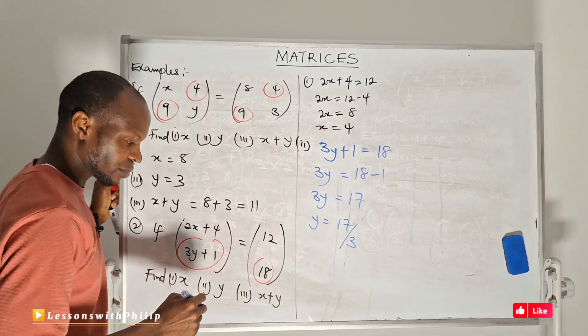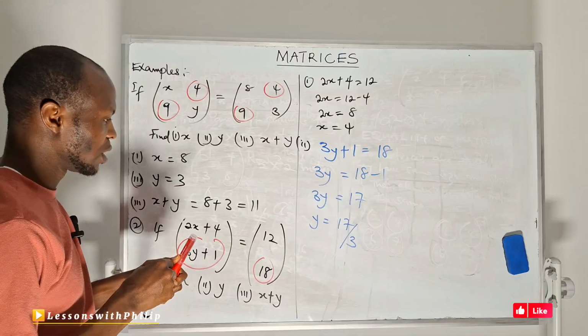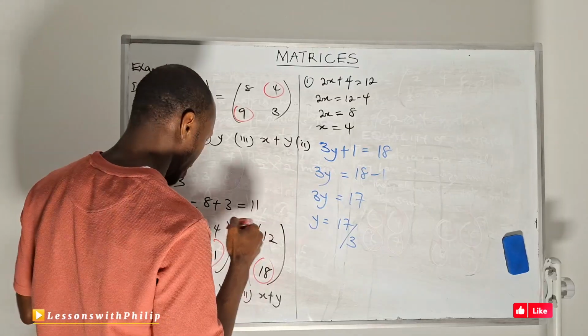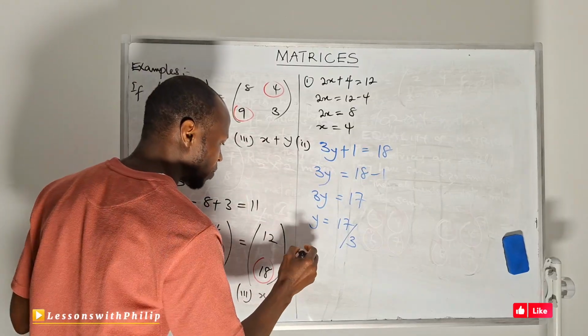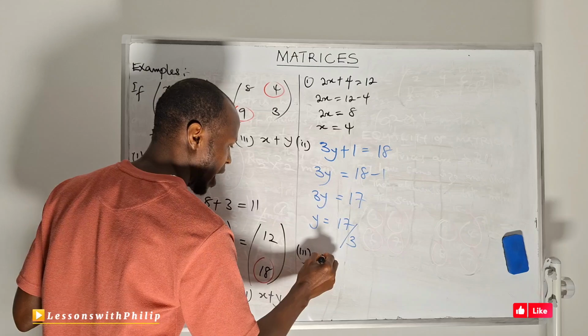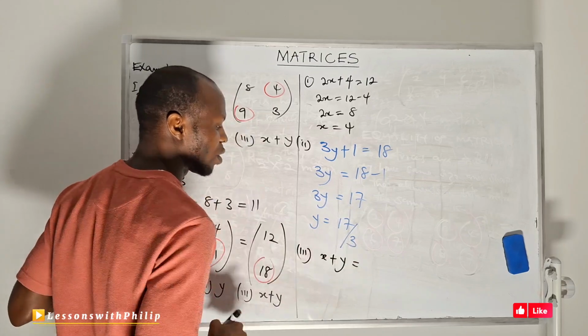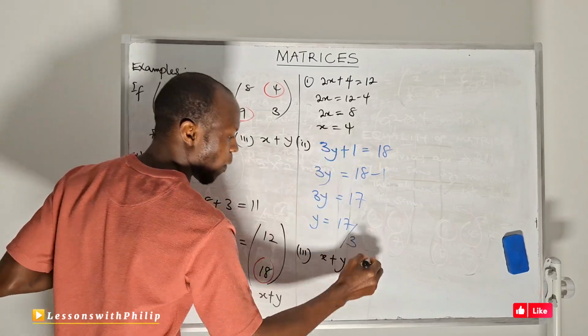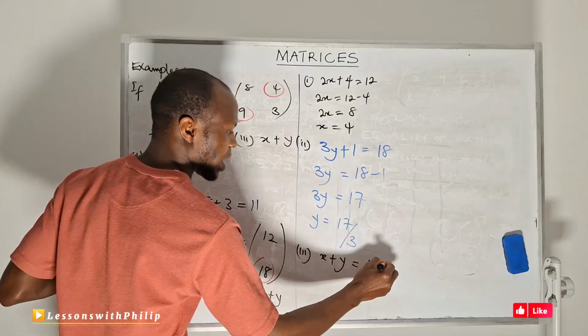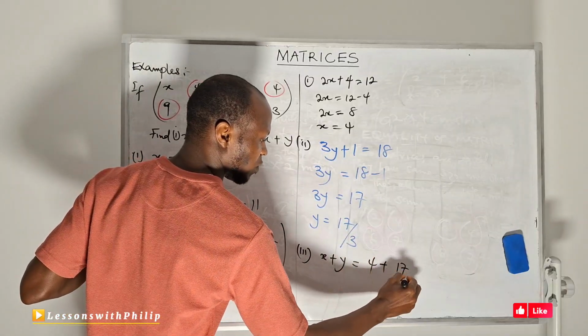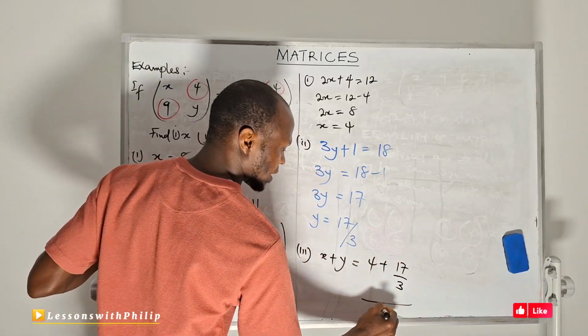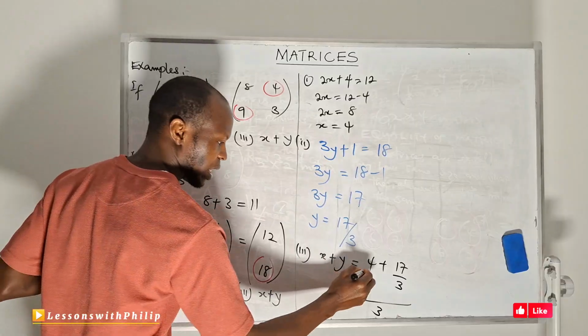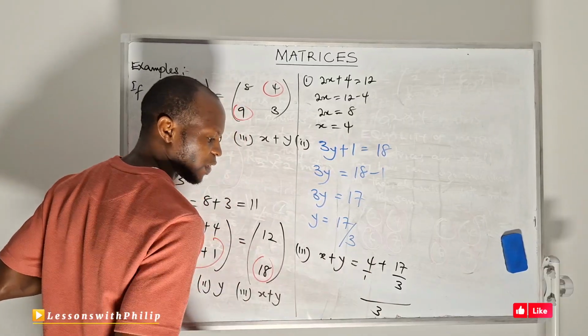Do you get it? And the third question says we should find x plus y. If we are finding x plus y, what is the value of my x? 4. And what's the value of my y? That is 17 over 3. If you find the sum, the LCM will be 3. And the LCM here, 1 and 3, that's 3.